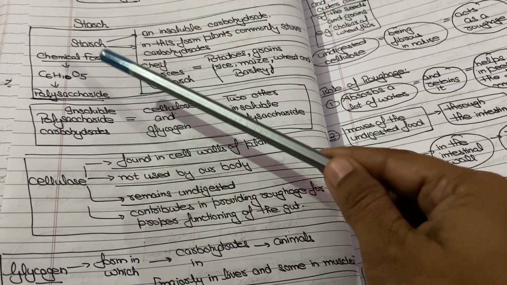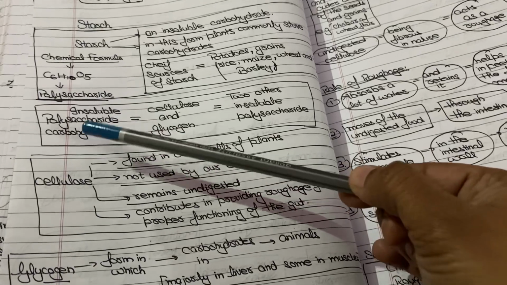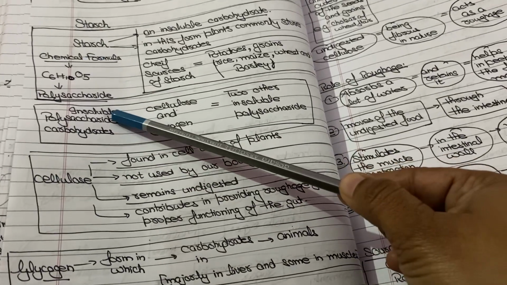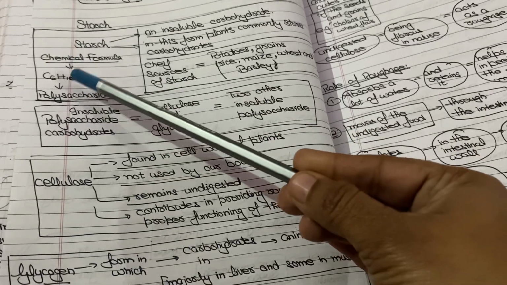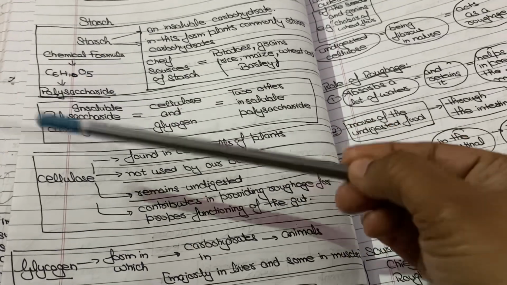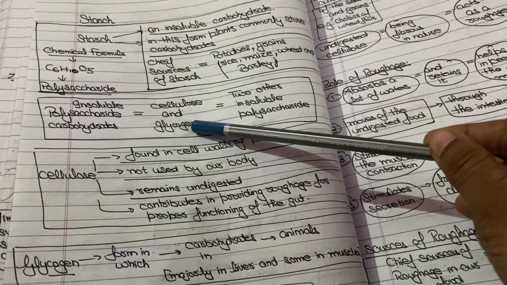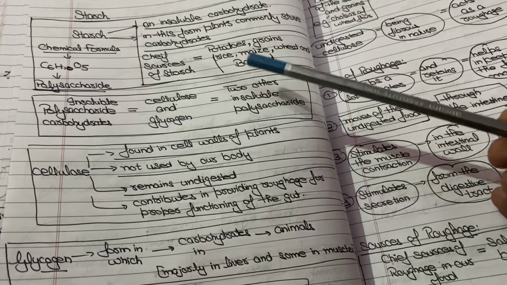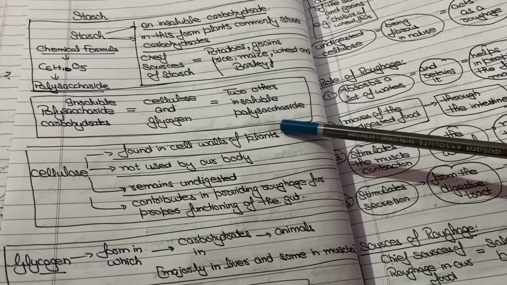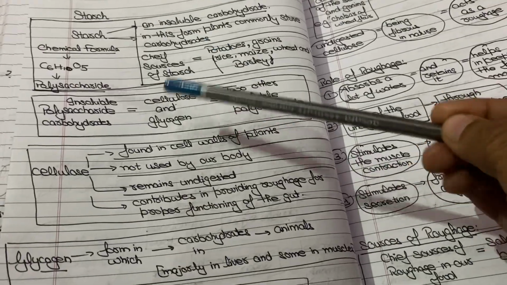Insoluble polysaccharide carbohydrates. Insoluble means they are not soluble. Polysaccharide, that is C6H10O5 carbohydrates. They are made up of cellulose and glycogen, two insoluble polysaccharides.